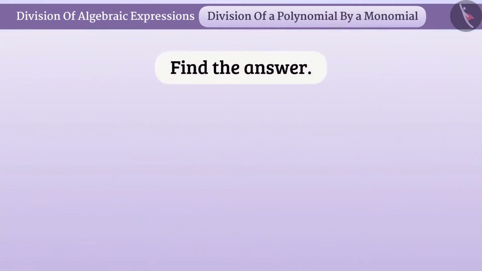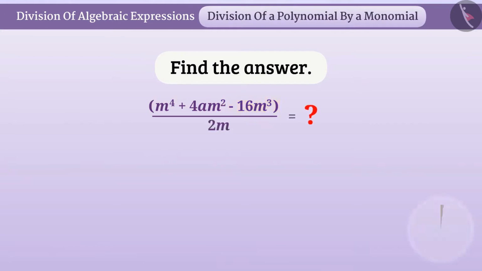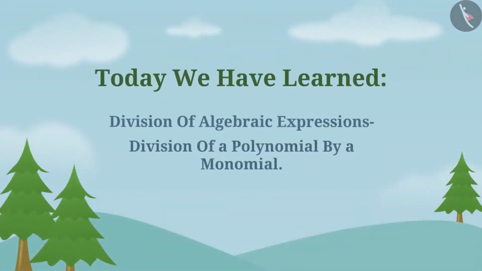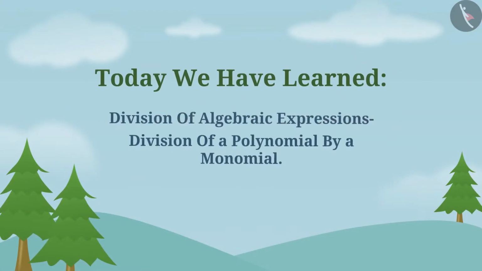Now, find the result of the given division yourself. m raised to 4 plus 4am square minus 16m cube divided by 2m. Now, you will be able to divide any polynomial by a monomial. So today we have learned the division of algebraic expressions, in which we learned division of a polynomial by a monomial. In the next video, we will learn division of a polynomial by another polynomial.